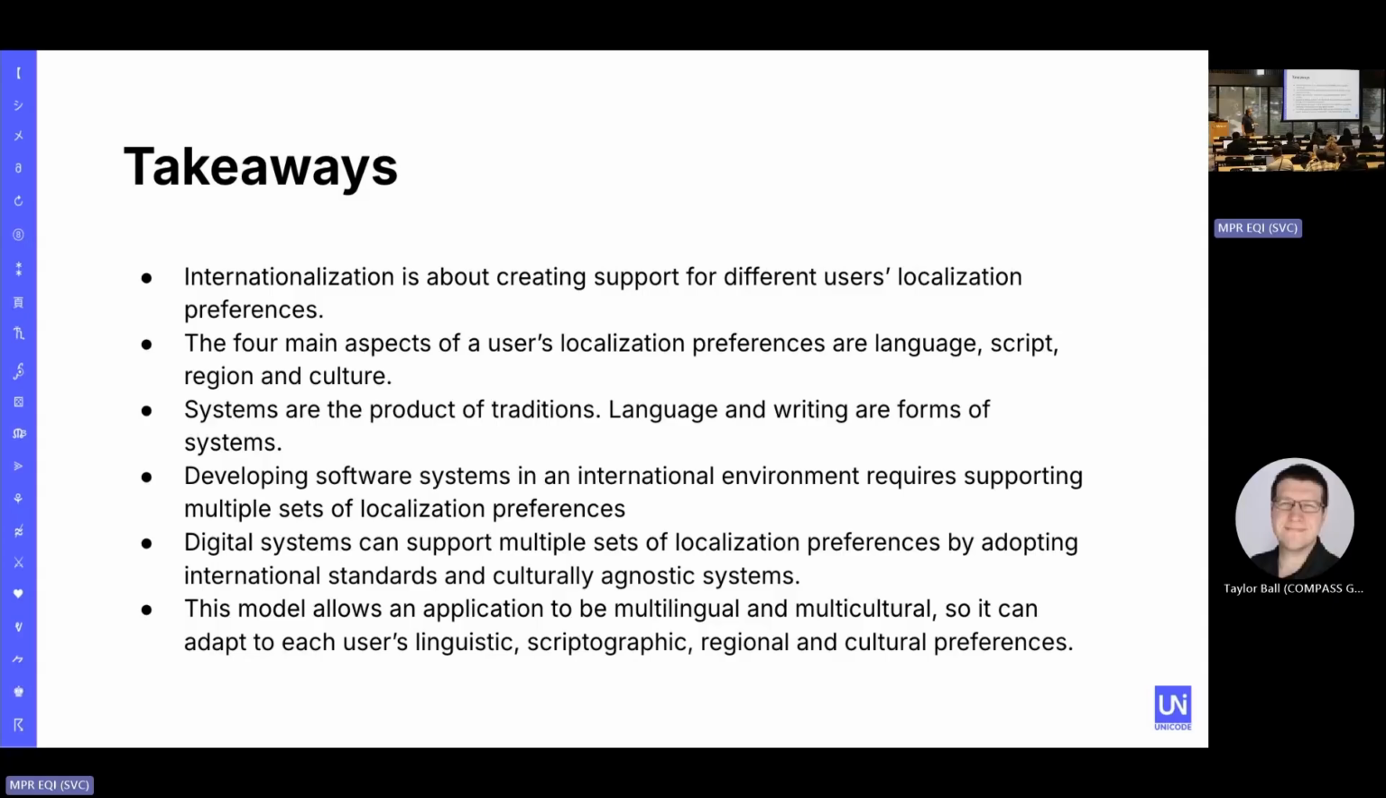Systems are the products of traditions. Language and writing are forms of systems. Developing software systems in an international environment requires supporting multiple sets of localization preferences. And digital systems can support multiple sets of localization preferences by adopting international standards and culturally agnostic systems. And this model allows an application to essentially be multilingual and multicultural, but in a way that you're only ever surfacing one particular language or culture to a user based on their linguistic, scriptographic, regional, and cultural preferences.